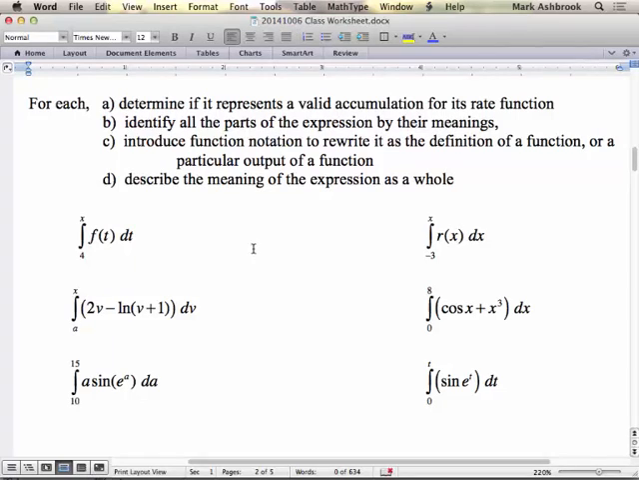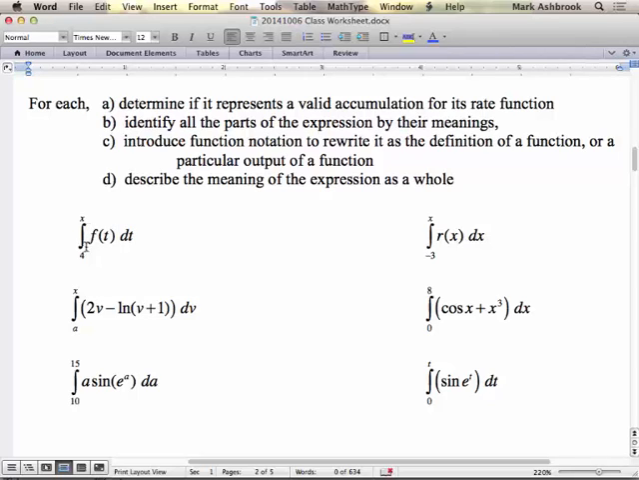Okay, so identify all the parts of the expression. F of t is what? The rate of change. dt is a super small delta x. F of t times delta t, what is that? A super small bit of accumulation, or super small bit of y.